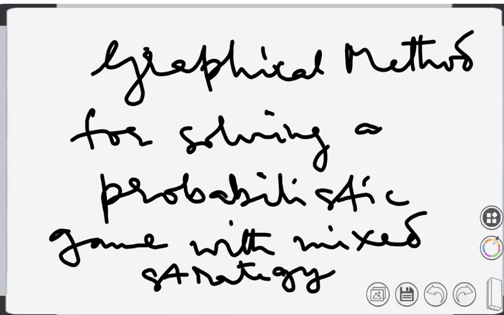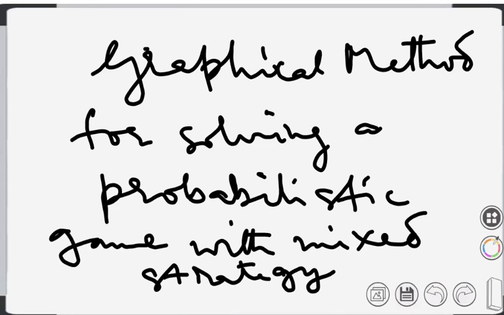Now today we will learn the graphical method. I think you can see the board. Graphical method for solving a probabilistic game with mixed strategy. That is the topic we'll be learning today. So please have your pen and paper ready, and please write along with me, and I'll give you the definition.